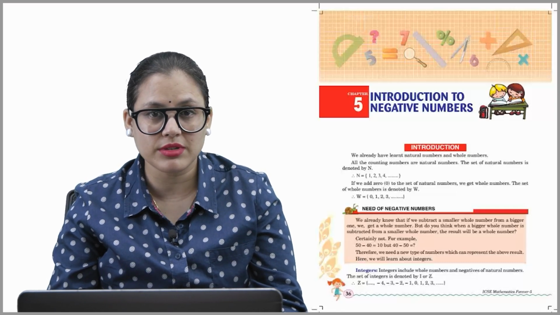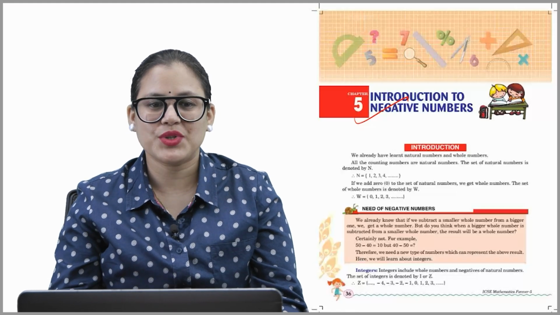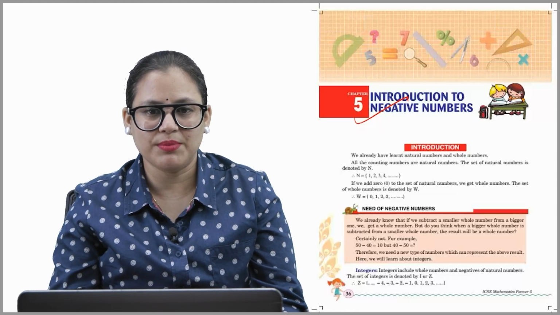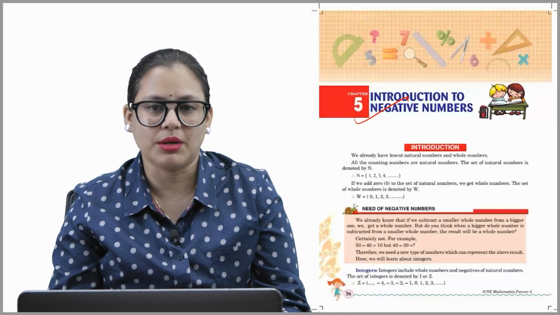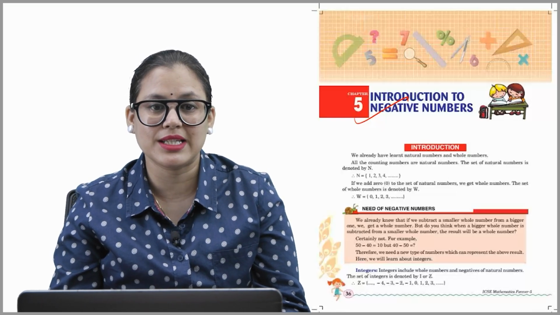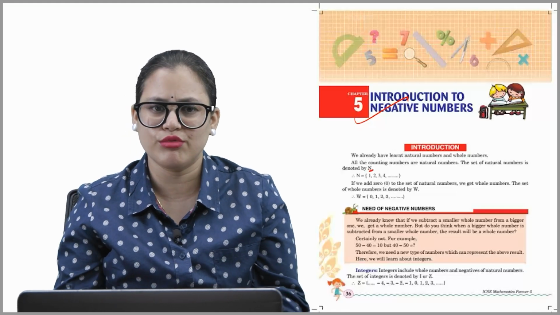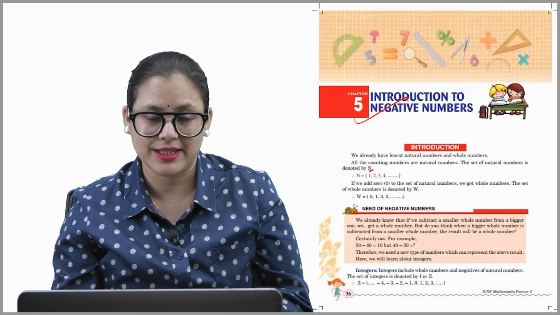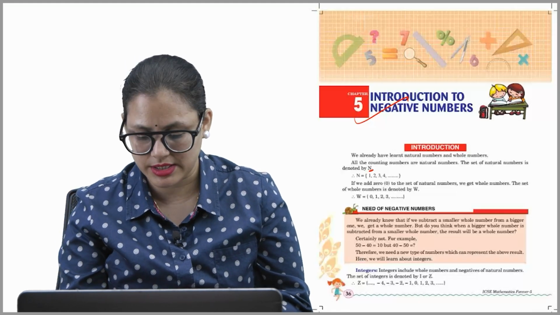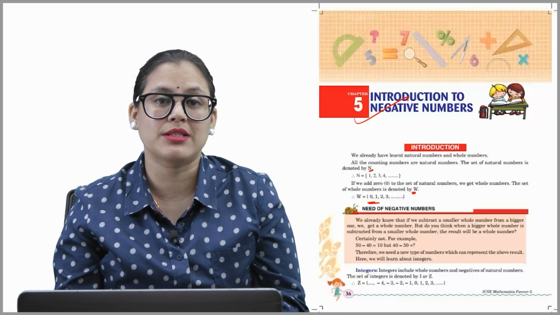Let's start today's chapter, Introduction to Negative Numbers. Introduction. We have already learned natural numbers and whole numbers. All the counting numbers are natural numbers. The set of natural numbers is denoted by N. Therefore, N is equal to 1, 2, 3, 4 and so on. If we add 0 to the set of natural numbers, we get whole numbers. The set of whole numbers is denoted by W. Whole numbers start from 0, whereas natural numbers start from 1.